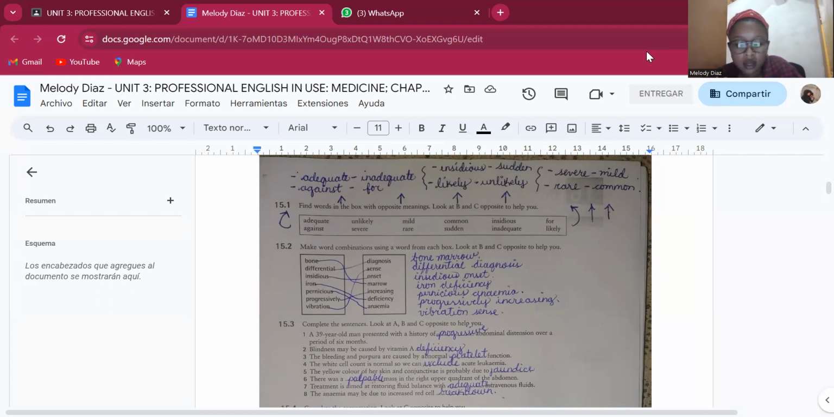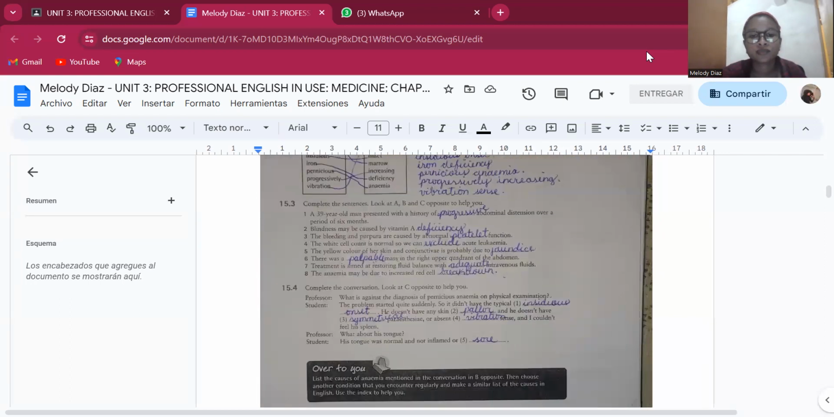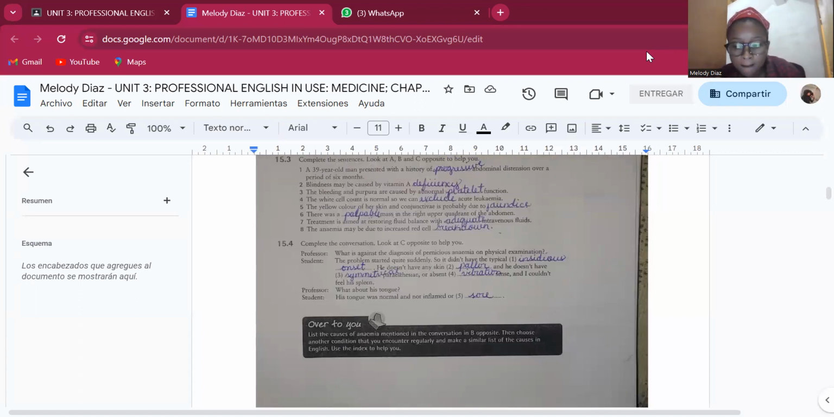Number 6, there was a palpable mass in the right upper quadrant of the abdomen. Number 7, treatment is an augment of restoring fluid balance with adequate intravenous fluids. Number 8, the anemia may be due to increased red cell breakdown. Complete the conversation. Look at C opposite to help you.